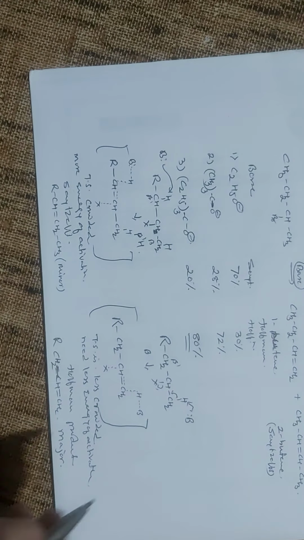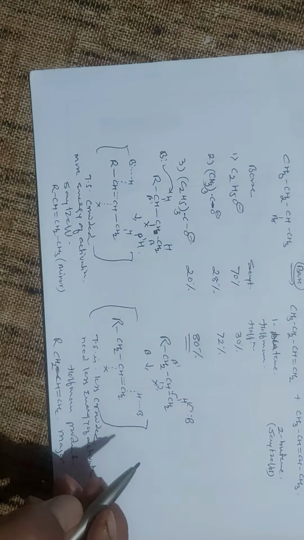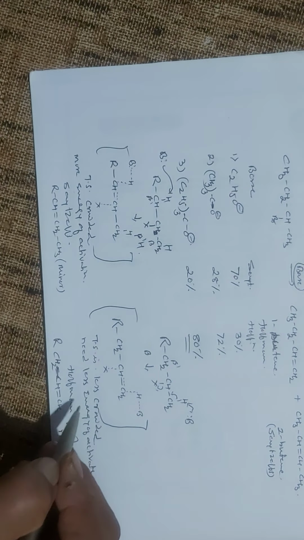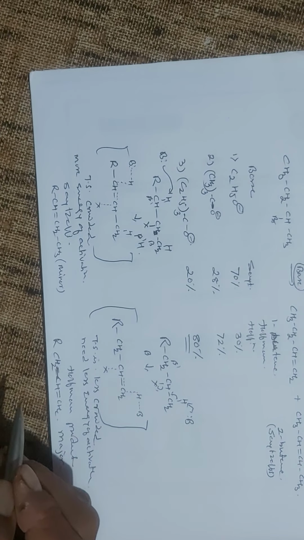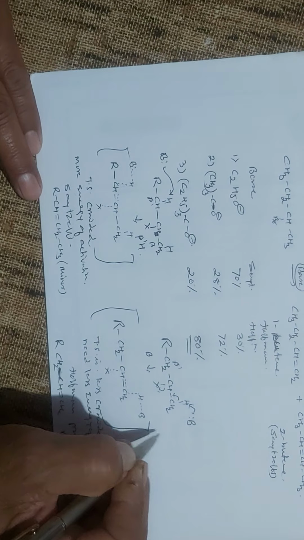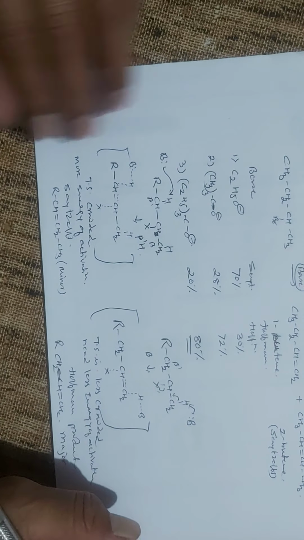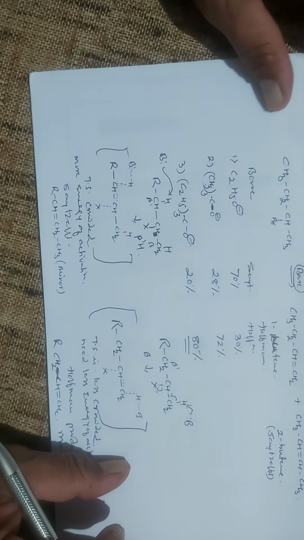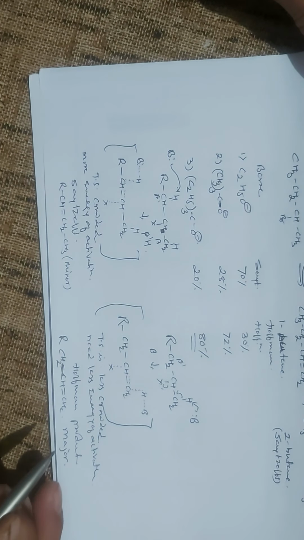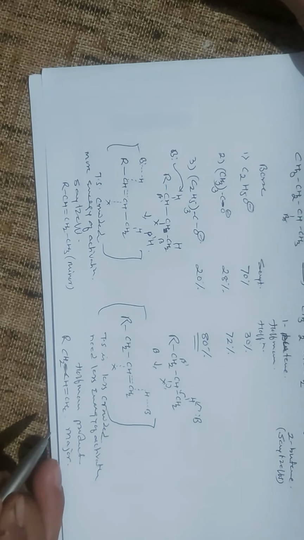Means depending upon the energy of activation, which is going to be decreased in this elimination, that is the beta hydrogen elimination, giving you the Hofmann's product. So here it's the most stable product that is obtained in this reaction.